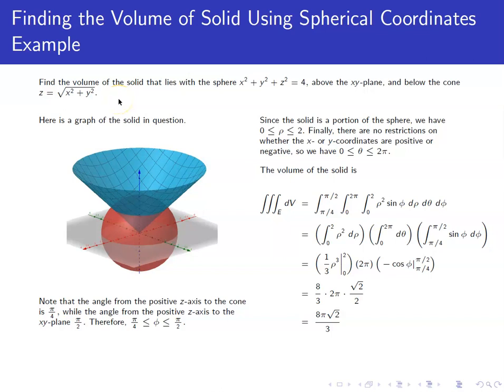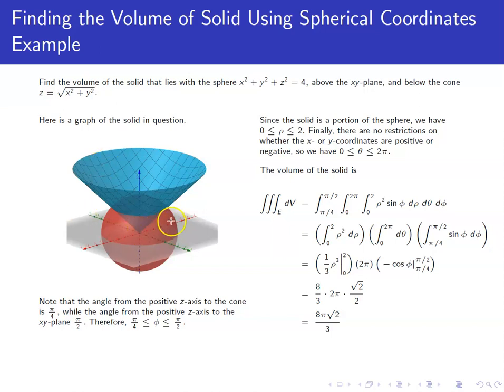In this video, we're going to look at an example of finding the volume of a solid using spherical coordinates. So we're being asked to find the volume of the solid that's inside the sphere x squared plus y squared plus z squared equals 4, above the xy plane, and below the cone z equals the square root of x squared plus y squared.